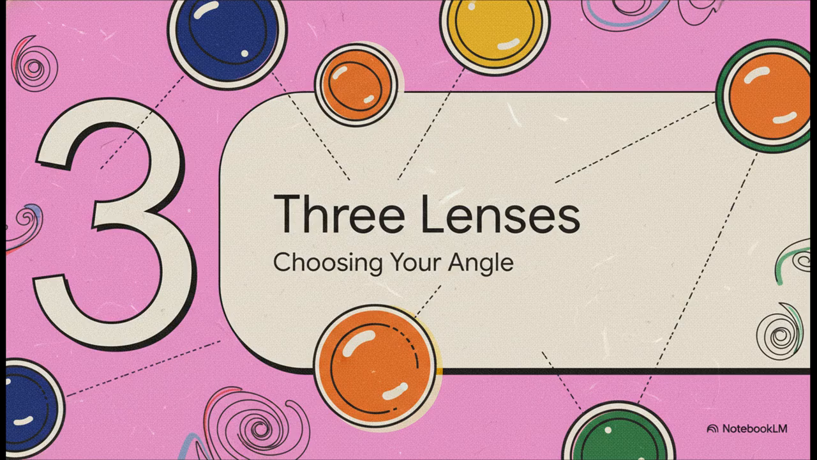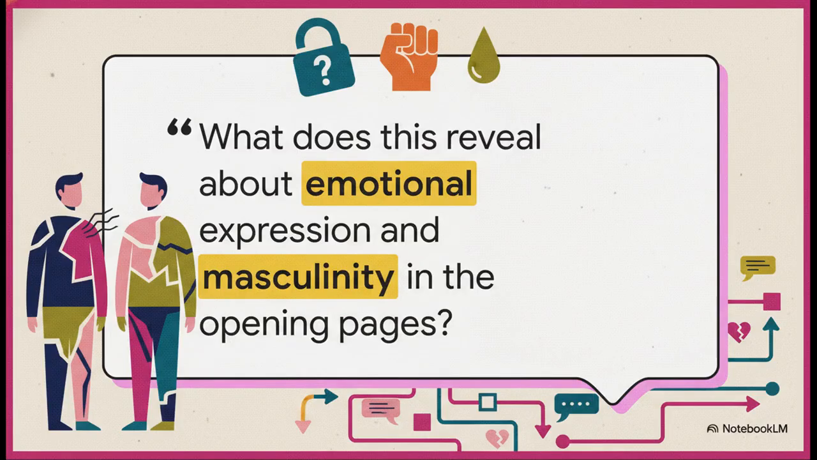Now for section 3, the 3 lenses. Now this is where it gets really interesting. Instead of just a general, go analyze this prompt, the assignment gives you 3 specific angles, or lenses, to choose from. Each one focuses on a different theme in the story. So your first lens is called Love Without Language. It zeroes in on this moment where the narrator really struggles to say, I love you to his friend. The prompt is basically asking, what does this super awkward moment reveal about bigger ideas, like masculinity and how hard it can be to express our emotions?